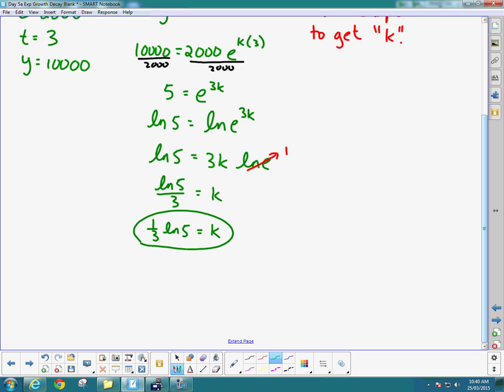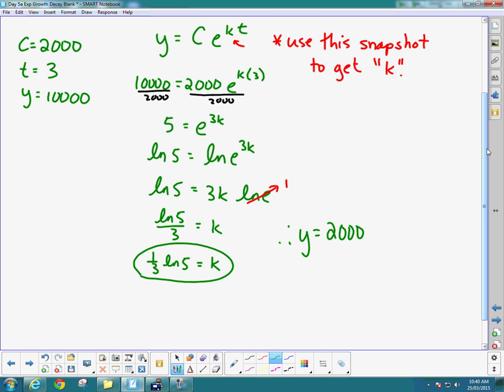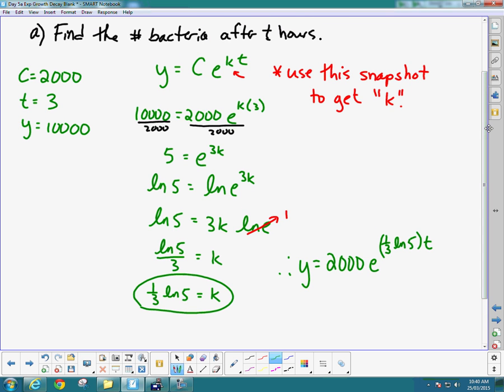So now we can take that and plug it into our formula, y equals 2,000. Let's just come back so we can see it. The 2,000 is going to stay the same regardless. e to the k, and our k we just figured out is this number, 1/3 ln 5. Remember, it's just a number. t. I know we know t in this scenario, but we want an equation for t that we can use for any time. And so we found our formula after t hours.